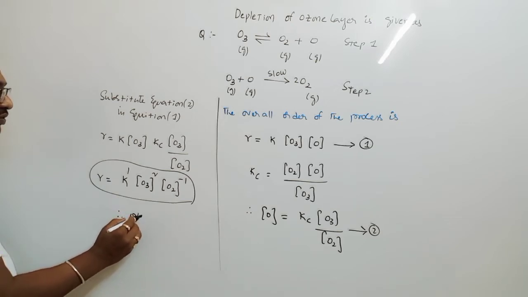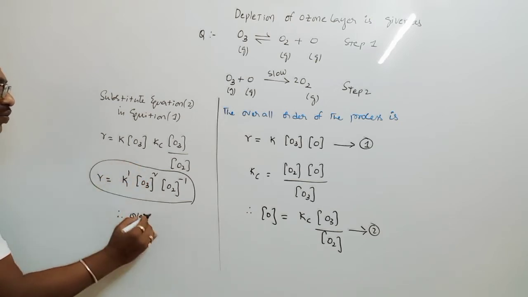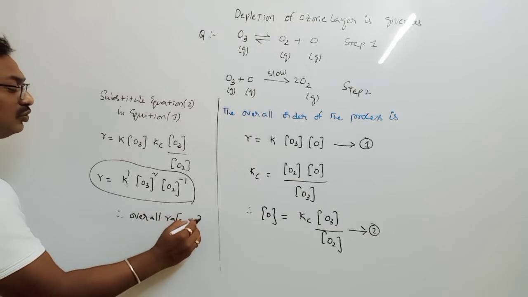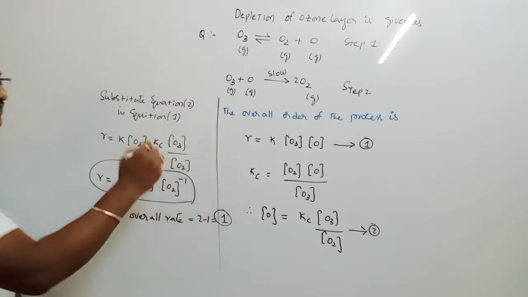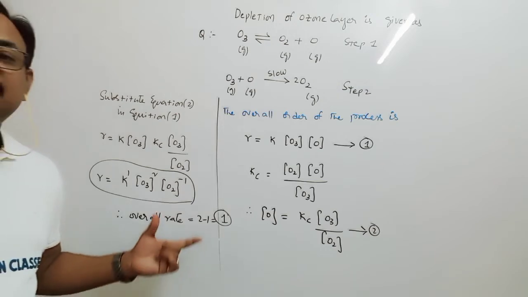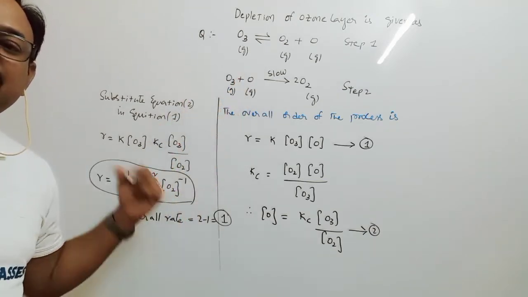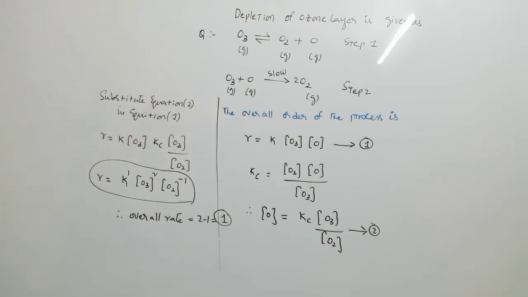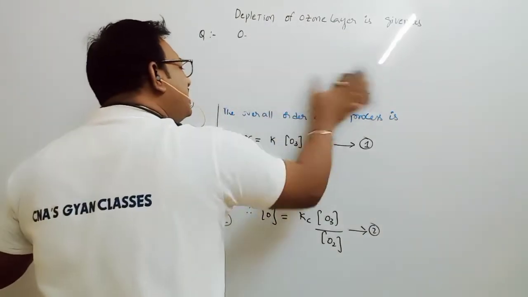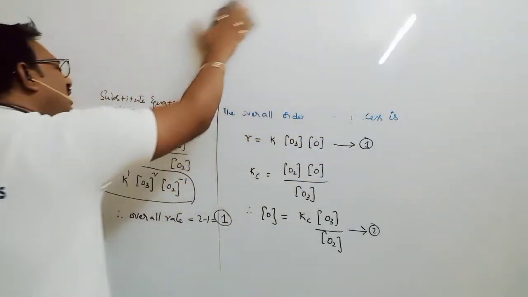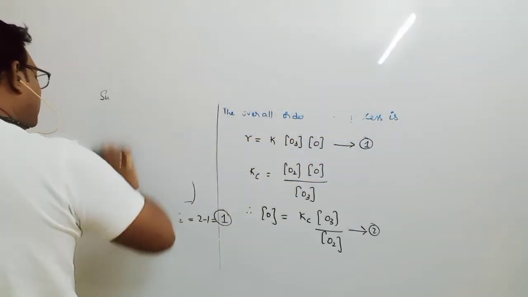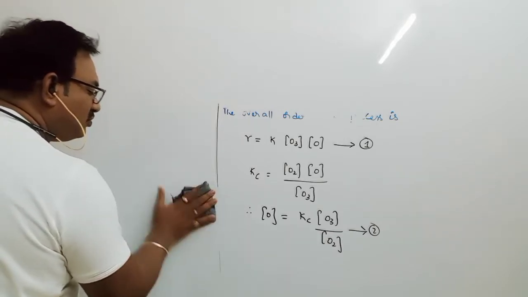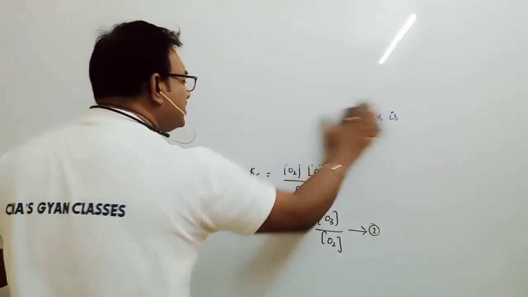Therefore the overall order is 2 minus 1, that equals 1. So it is a first order reaction. Is that clear? Depletion of ozone layer as per mechanism, the overall order of the reaction is 1. So note down this. Still, many models are there based on the order, but for the time being I explained two models, and the remaining you try yourself.